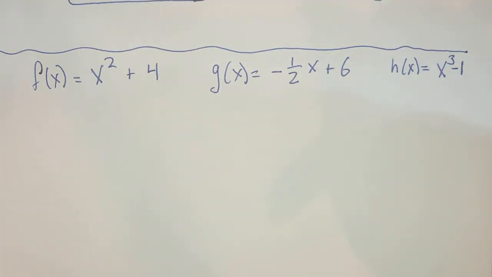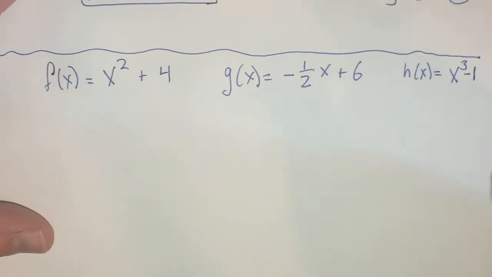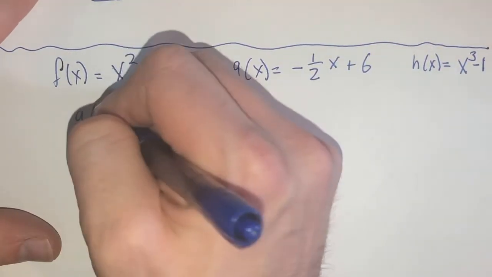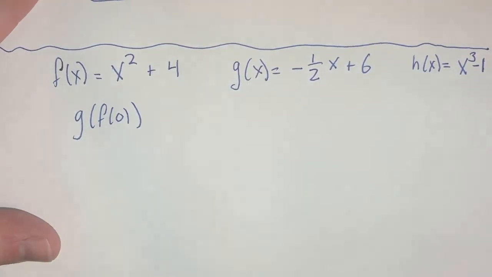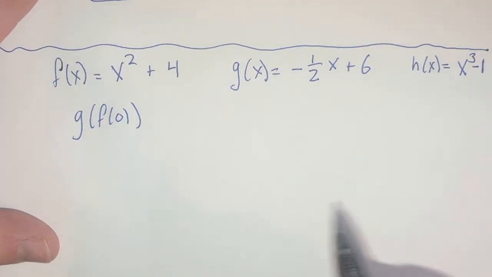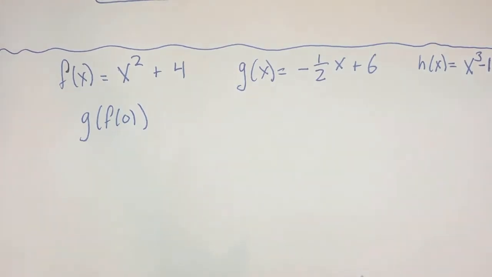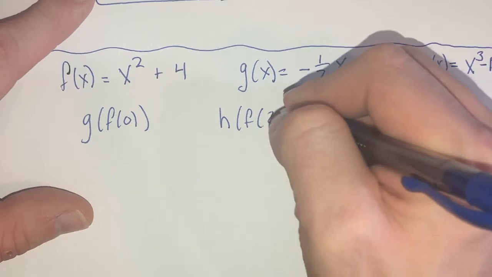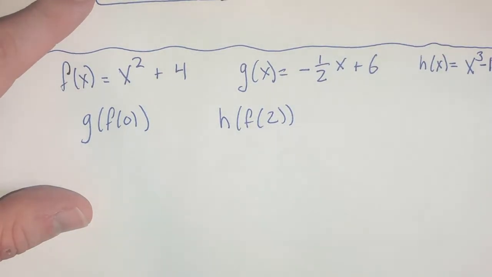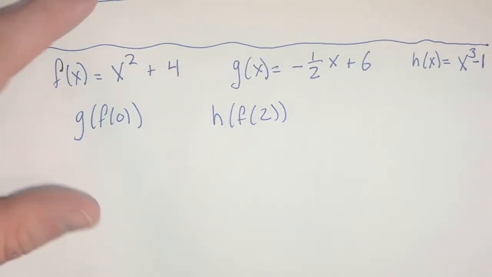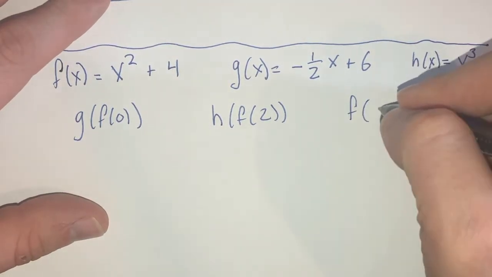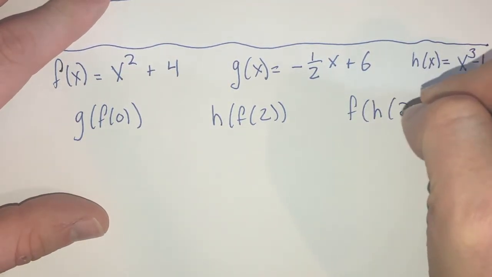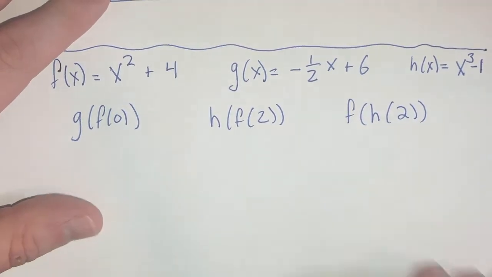Okay, so here's what I'm going to ask you to do. I'm going to ask you to figure out a couple things. One, what is g of f of 0? Okay, how about what is h of f of 2? Okay, what about f of h of 2? See how those are different?